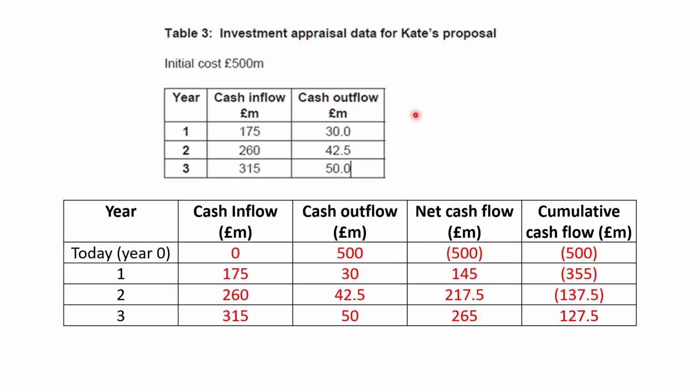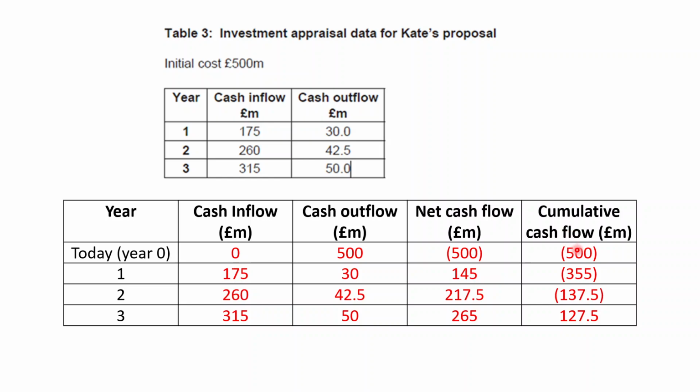So this project has 500 million flowing out today, no inflows yet because the project is 0 years old. It hasn't started earning any revenues yet. By the time the project hits 1 year old, it's had net cash flow of 145. How did I work that out? Inflows minus outflows. And then you do that for each year. And you've got your net cash flow table.